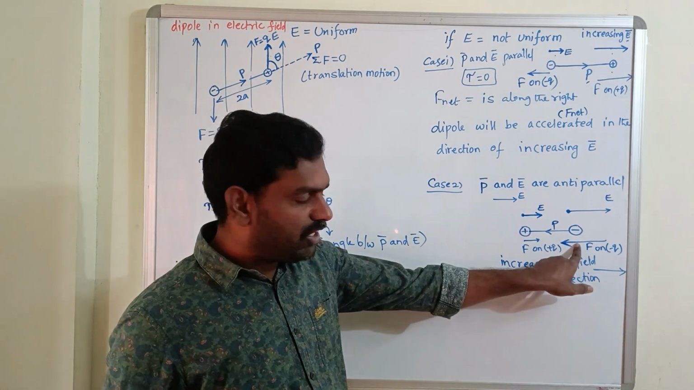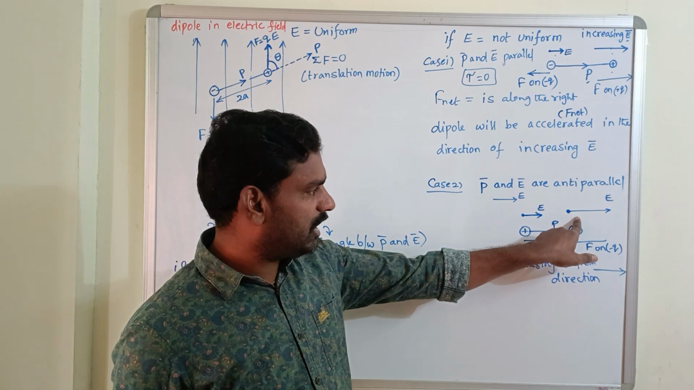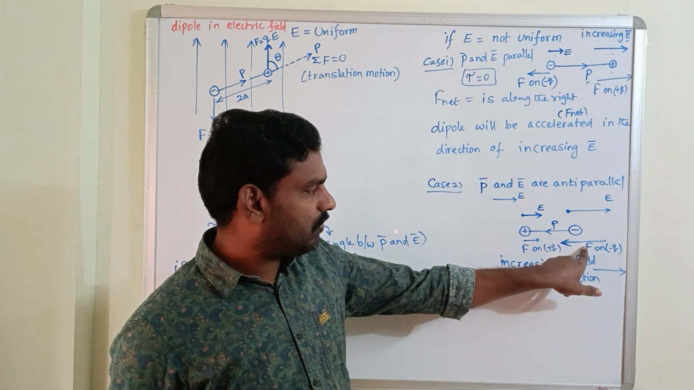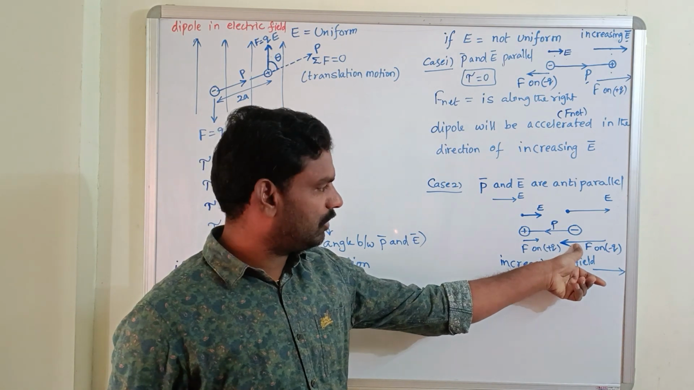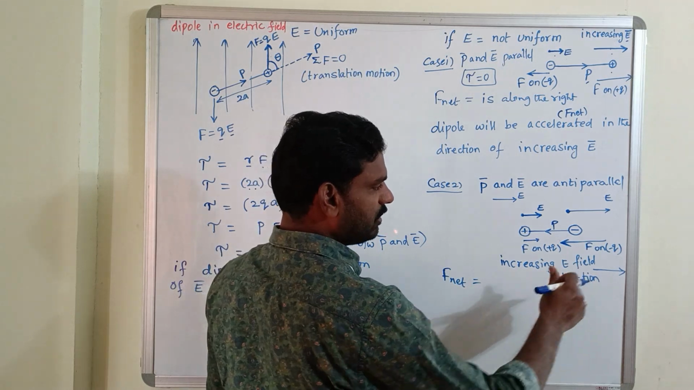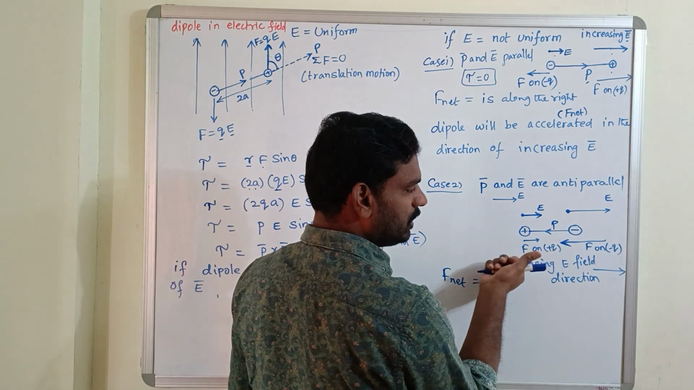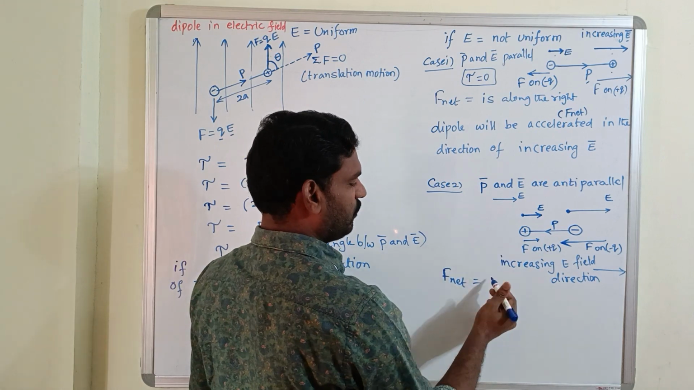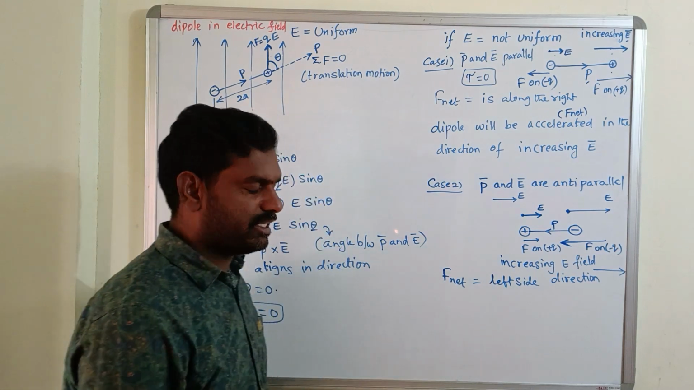So why am I writing the force on the negative charge with a big arrow here? Because the electric field at this point is more. If the electric field is more, the force is also more, and the direction of force on the negative charge is opposite to the electric field, with greater magnitude. So what is the net force here? A greater amount of force is acting to the left side, and a smaller amount of force on the plus q is acting to the right side. So the net force will be pointing along the left side.